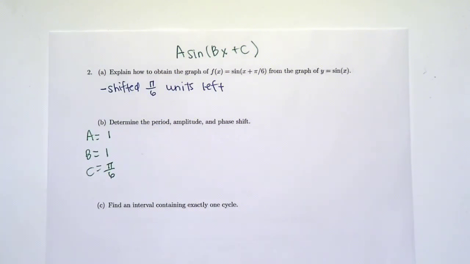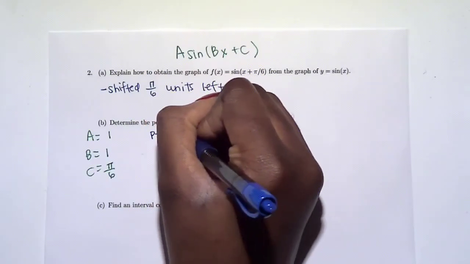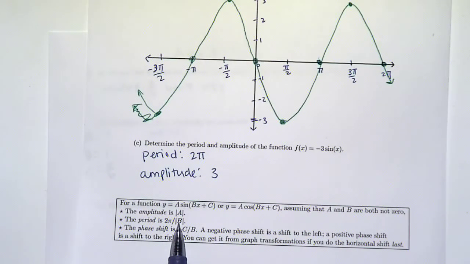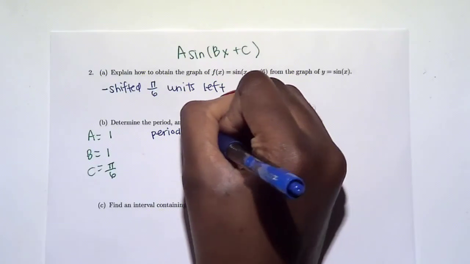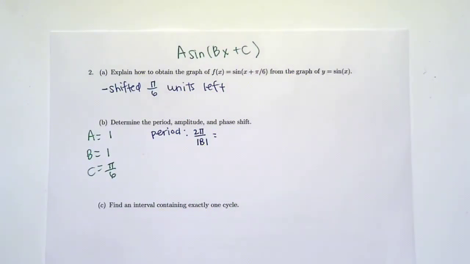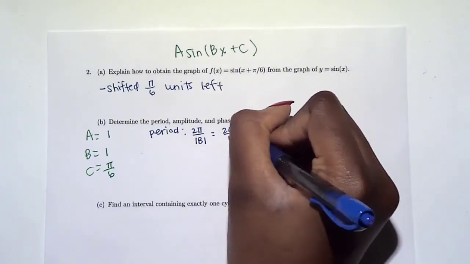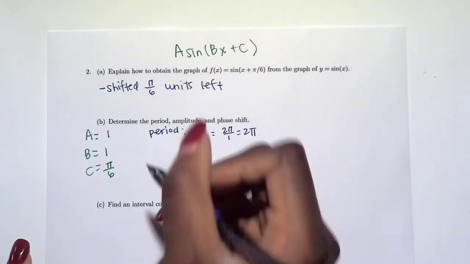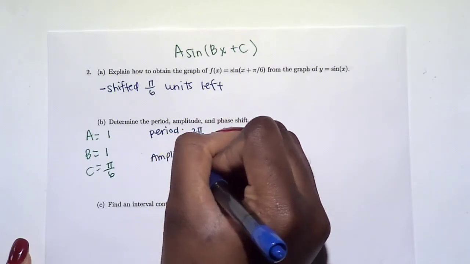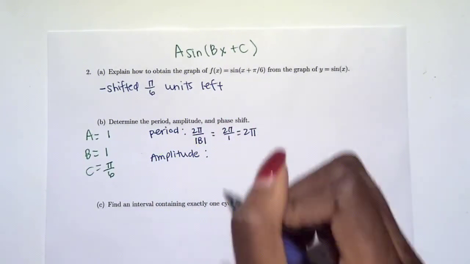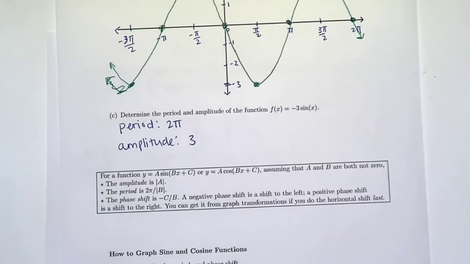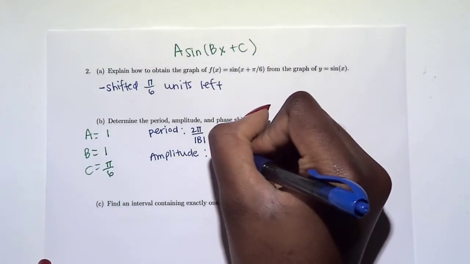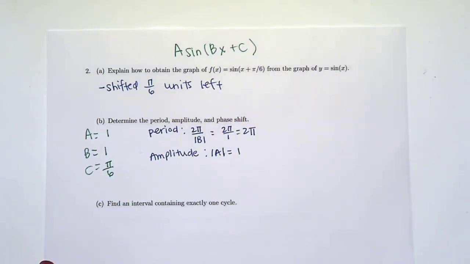So now we can answer all of our questions. The period, so how long it takes our graph to repeat. Remember we had a formula, 2 pi over the absolute value of b. So for us, 2 pi over 1. So it's going to be the same as before. The period is 2 pi. That's how long it takes to repeat. We need to find the amplitude, so how tall does it get from the middle? Well, we have a formula for that. Amplitude is the absolute value of the number in front. So our amplitude is 1.